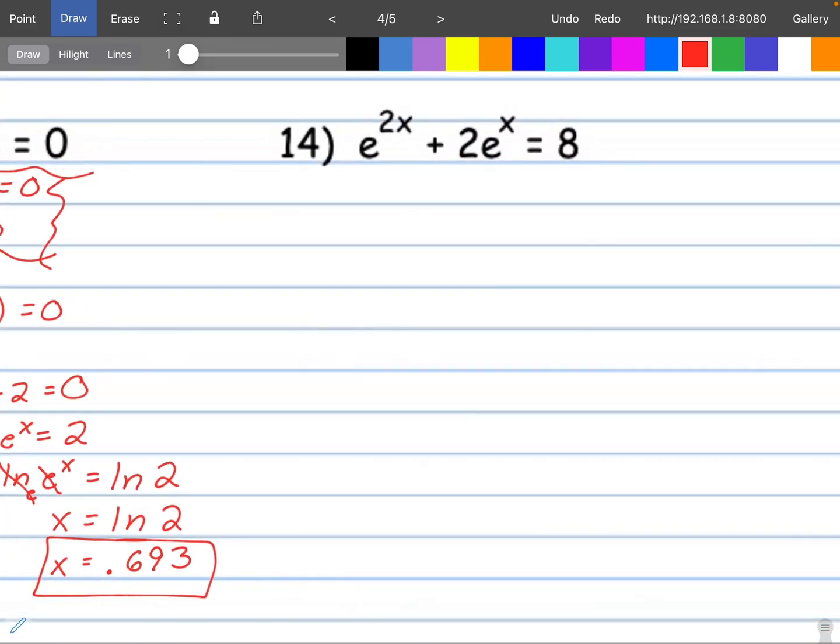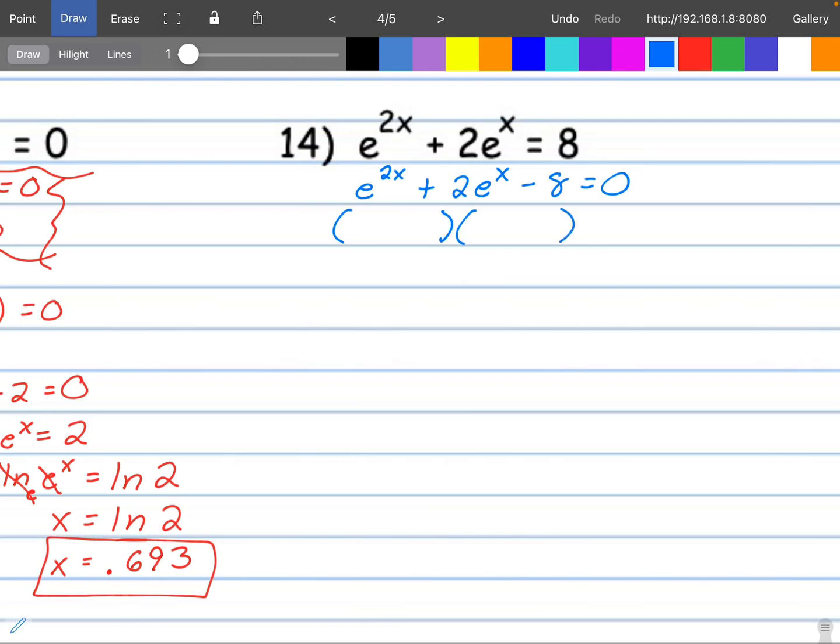Alrighty, let's take a look at another one of those because I think that e thing tends to throw people. So I want to do one more, make sure that we're good on how to factor that. Before we factor it, we know we have to have it equal to 0. Therefore, we're going to have e^(2x) + 2e^x, and then we have to subtract that 8, and now it equals 0.